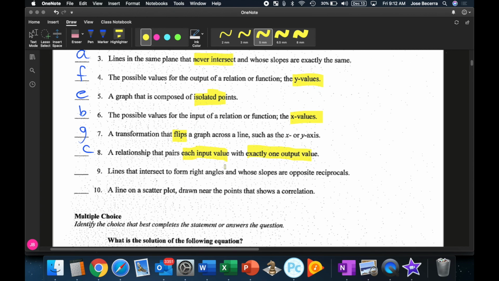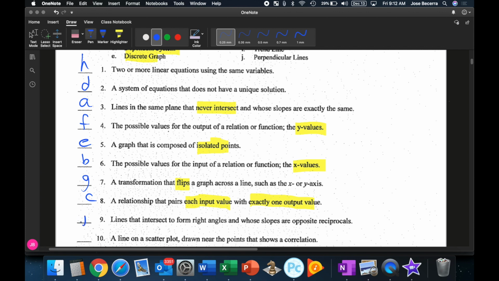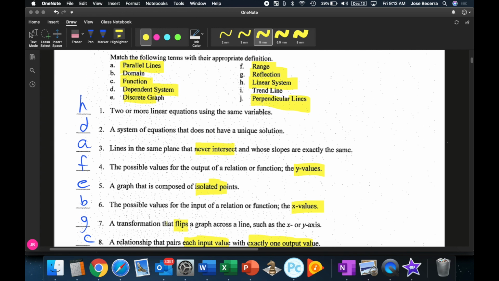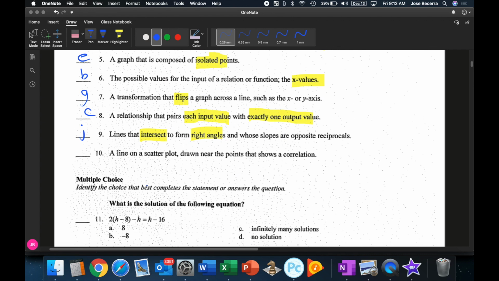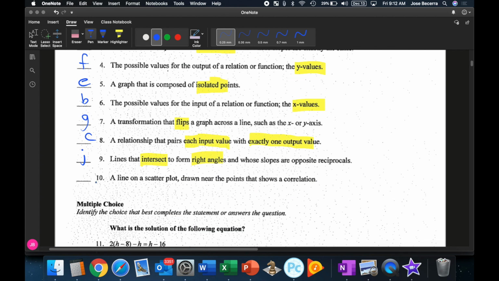Lines that intersect to form right angles are going to be what? That's exactly right. They're going to be J, perpendicular lines. Keywords that you're looking for are going to be right angles and intersect. A line on a scatter plot drawn that shows correlation is, well, the only one left is trend line. So that's I. Okay.